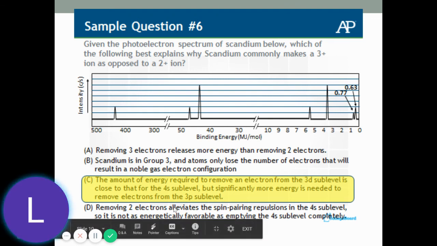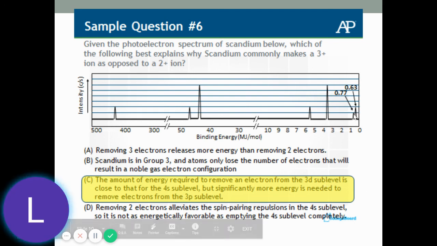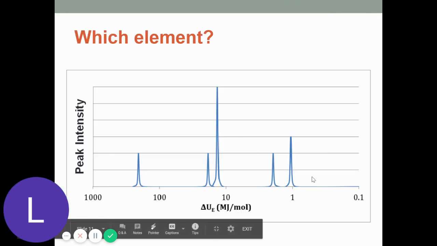So C here says the amount of energy required to remove an electron from the 3d, which is our peak here, is close to that for the 4s. They're right on top of each other. But there's a big gap to the next. So these are essentially the same amount of energy. So if you're going to have enough energy to remove some, it'll probably be all. That would be a very specific amount if you could only reach one of those peaks and not the next one. So it's because they have close ionization energies.